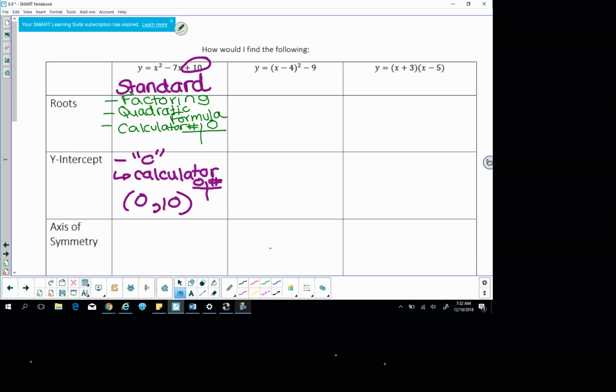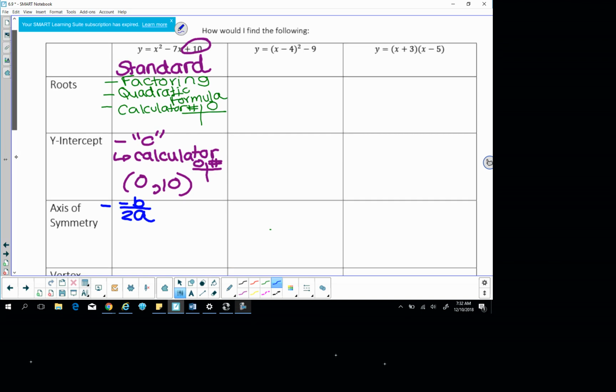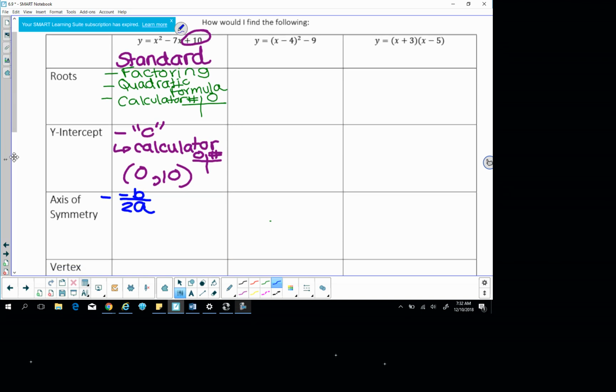Axis of symmetry, how do we find that when it's in standard form? What's that equation we learned two classes ago? Negative something. Negative b. Good. Negative b over 2a. That's the easiest way to get your axis of symmetry. So this worksheet is literally just summarizing what we did this unit, so I would make sure to write it down even if you feel like you remember it, because this is something you should study and everything's together on one paper.